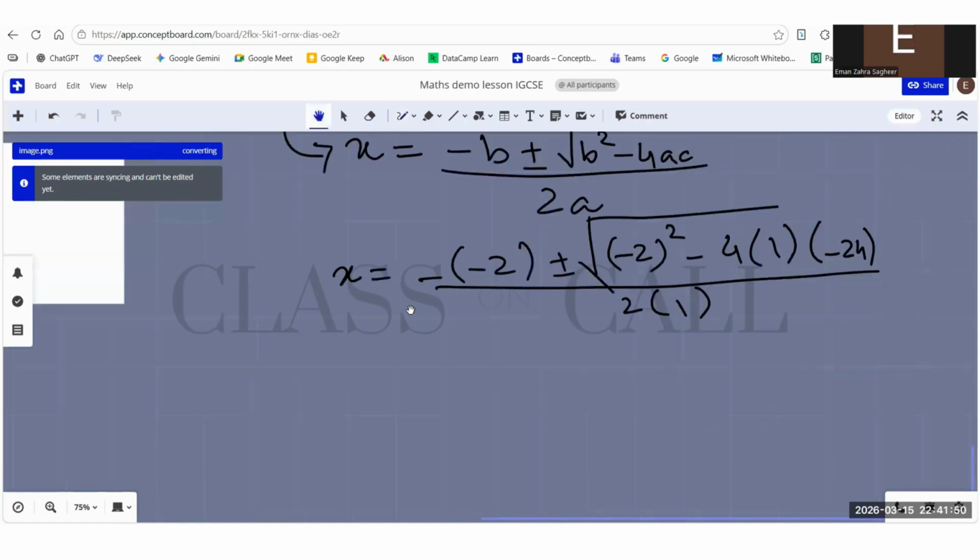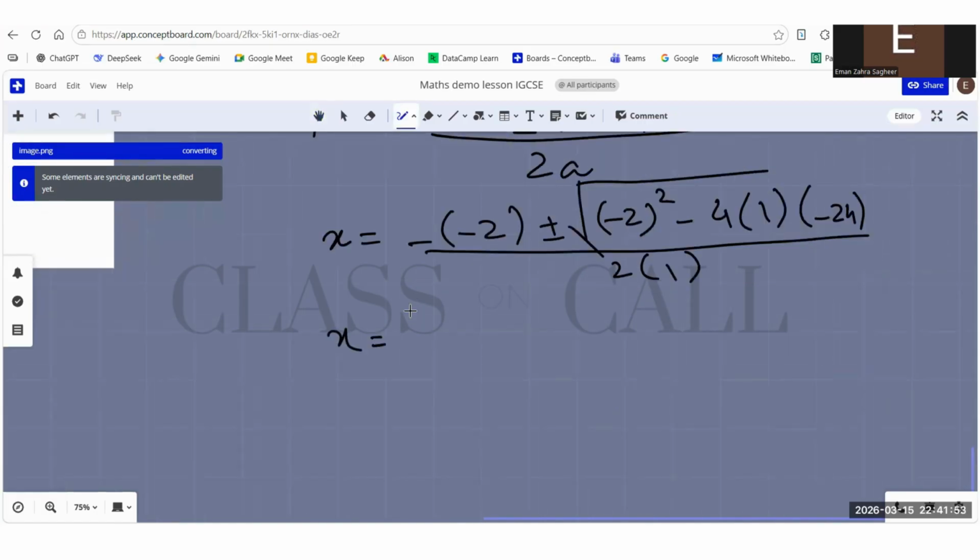Again, we're just going to have to solve this like how we solve any math questions, right? So simple. Negative into negative, that's going to be positive. So +2 plus minus the square root, and then inside, (-2) squared. If you're taking the square of a negative number, it's going to be positive. That means it's going to be +4. Then minus, and here, negative into negative is going to be positive. And then 4 times 1, that's 4.